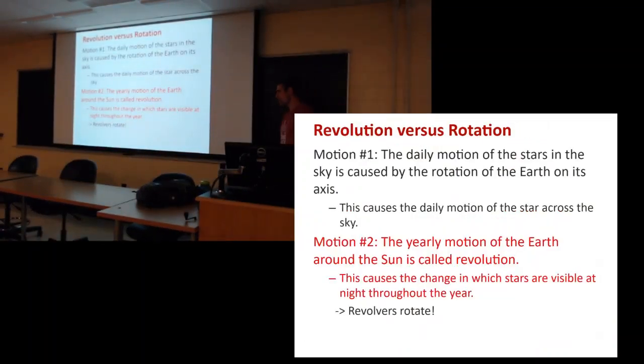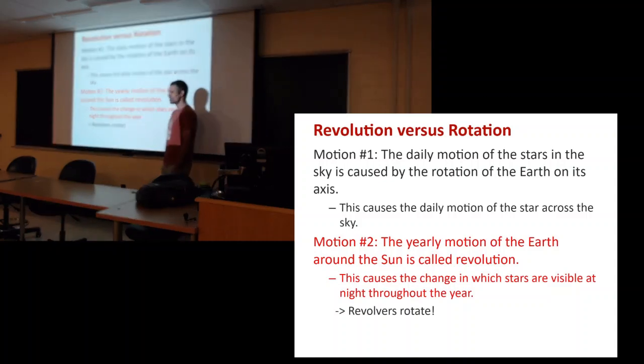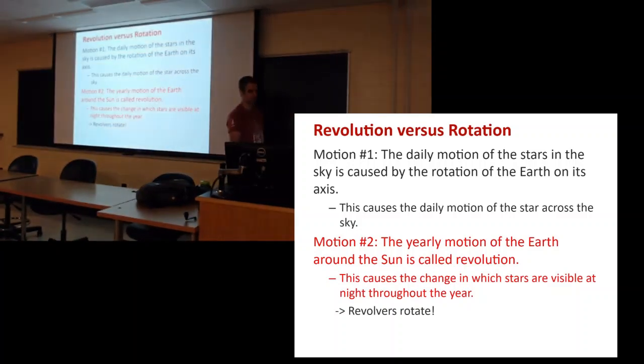All right, now on to our second topic, the yearly motion of the Earth, which is called revolution. The only change that is relevant here is that it changes which stars are visible at night throughout the year, or in a more general sense, it changes the time at which the stars rise and set. By time in that sentence, I mean the clock time, the time on your watch. We're going to introduce a different time system later that is stable with respect to the rise and set times of the stars.